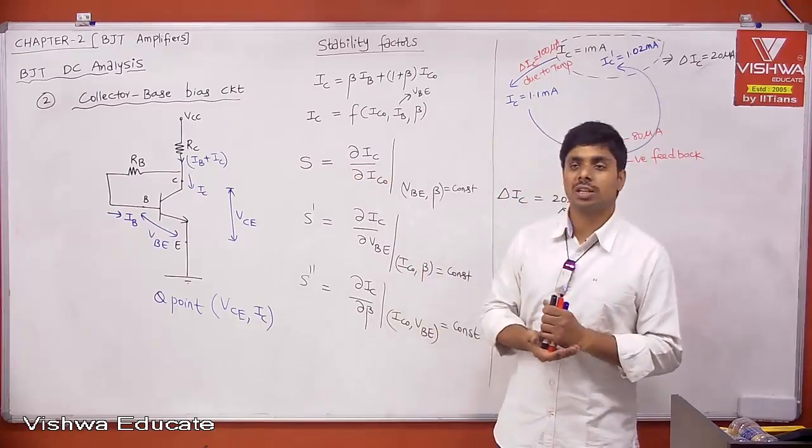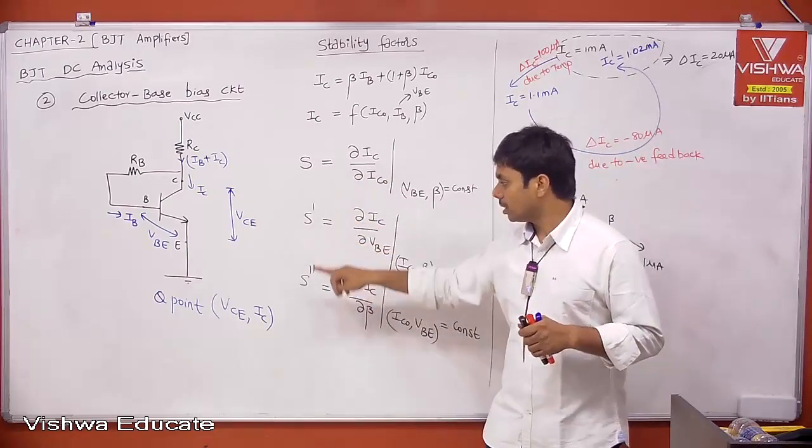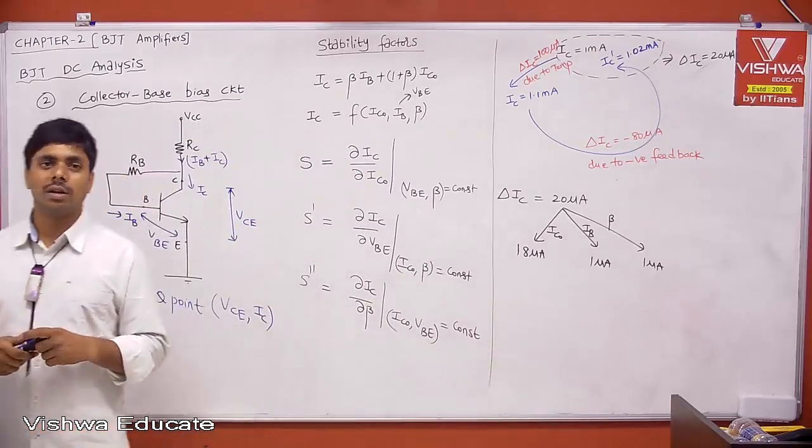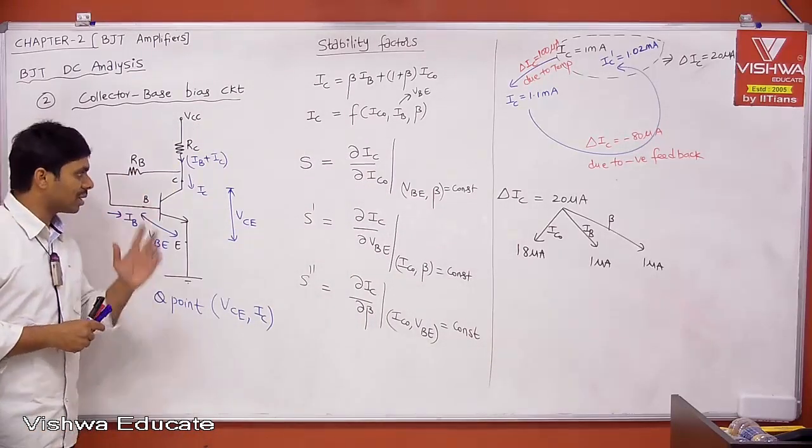Your IC is not changing because of any reason. Therefore all stability factors should be 0. Ideally we are expecting the stability factor to be equal to 0. But let's solve what the stability factor is for the circuit.